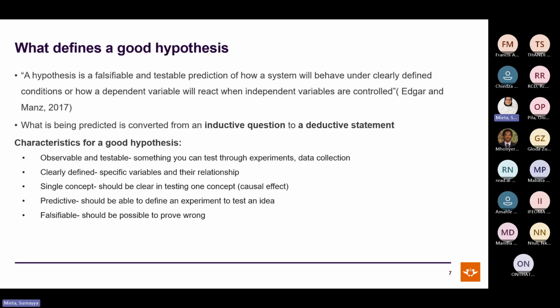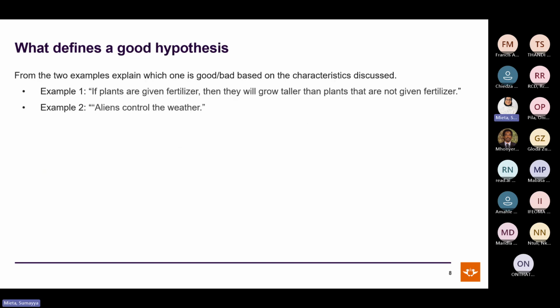It should be falsifiable in that it should be possible to prove it wrong. There must be that possibility of proving it wrong, and you're going to see why we're saying this. So if I give you these 2 examples, based on the characteristics that we have spoken about, which one is a good hypothesis and which one is a bad hypothesis?